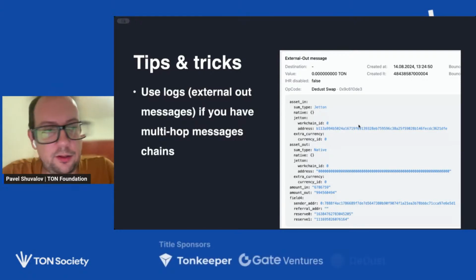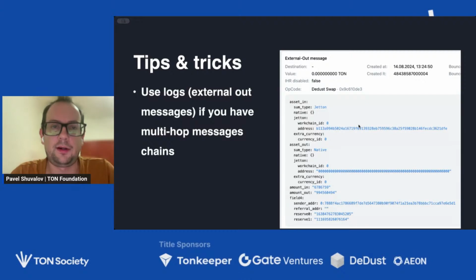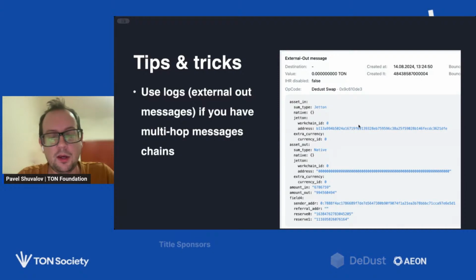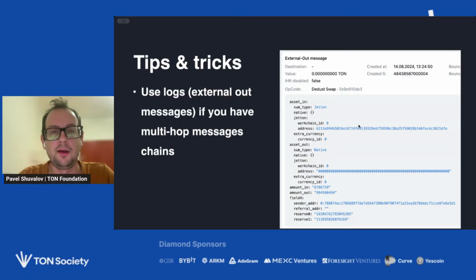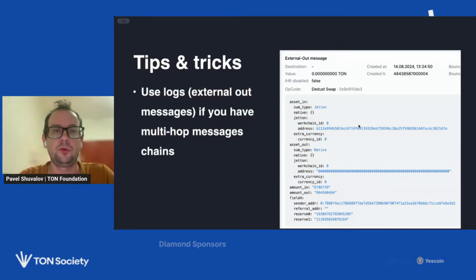Also, it is not quite common on Ton, but it is possible to emit logs or events. In our case, it is external out messages. So you can just pack all the information about the event that occurred and send it to an empty address, and this event will be recorded in the blockchain, and it will be quite simple for you to extract it from transactions.